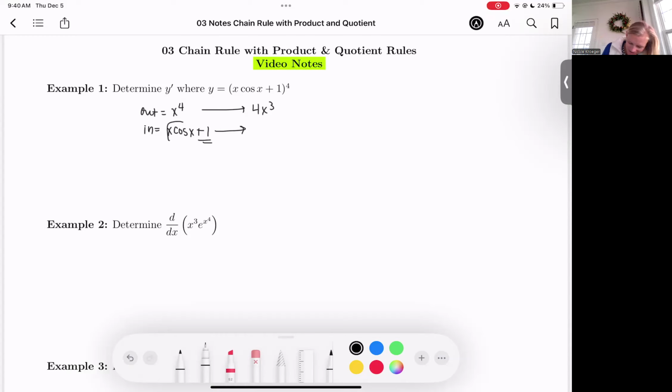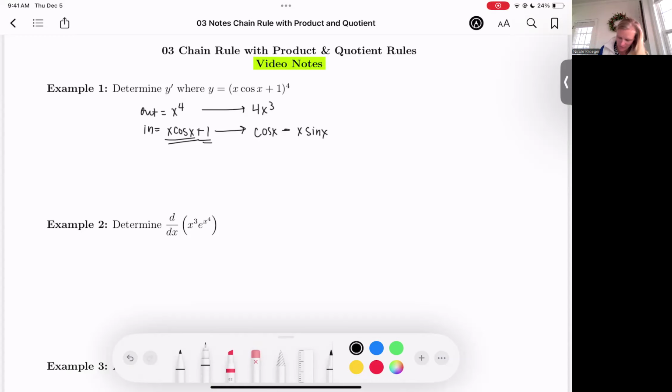But I notice that the x cosine of x, that's a product rule because I have x times cosine. So I'm going to have to do the product rule on that piece. So the derivative of x is 1. We leave the cosine x alone. Then I leave the x alone. The derivative of cosine is negative sine. So I'm going to go ahead and make this negative sine. And then, like I said, the derivative of 1 is 0, so plus 0.